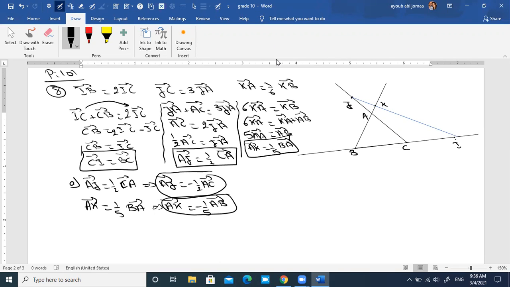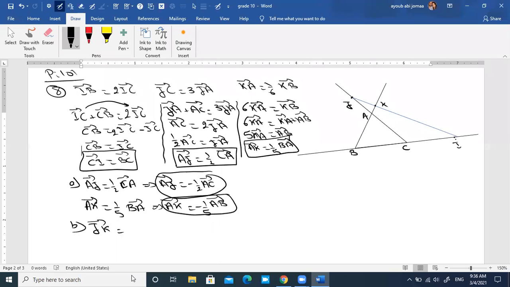No. Part B. The question: find JK as a linear combination of AB and AC. JK. What do you insert on vector JK? Point A. It's very trivial to insert point A.